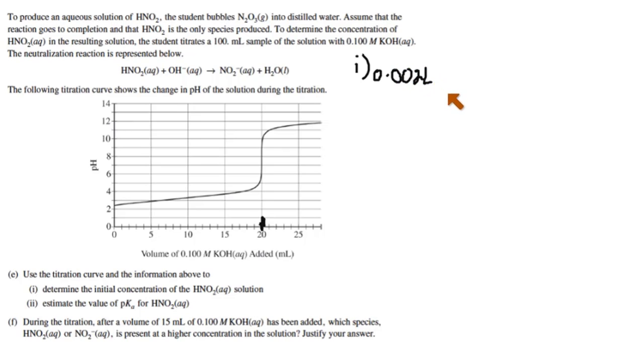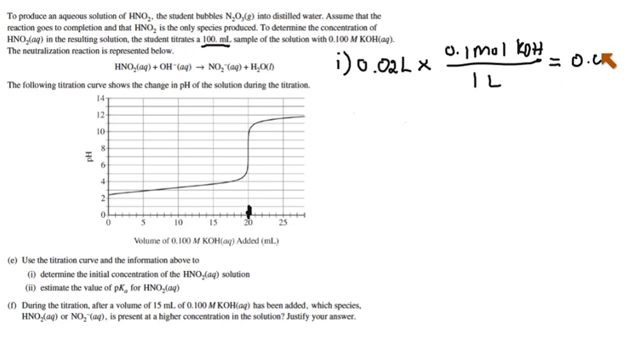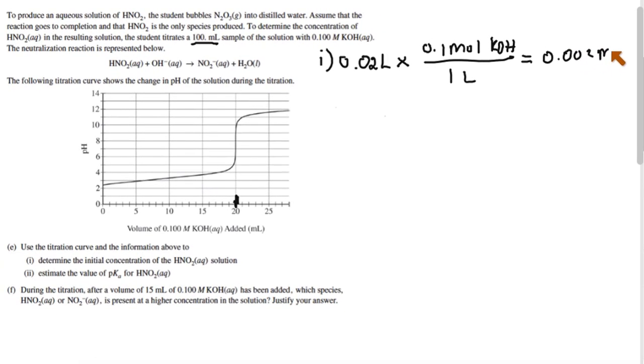0.002 liters. If we know how much we have, which is 20 milliliters, that is 0.02 liters of KOH. And now we want to figure out how many moles we have. So to do that, we can use the concentration, which we know is 0.1. So that means that there are 0.1 moles of KOH in every liter, which means that we have 0.002 moles of KOH. Okay?